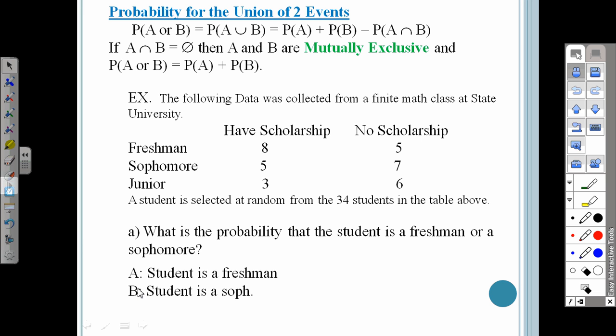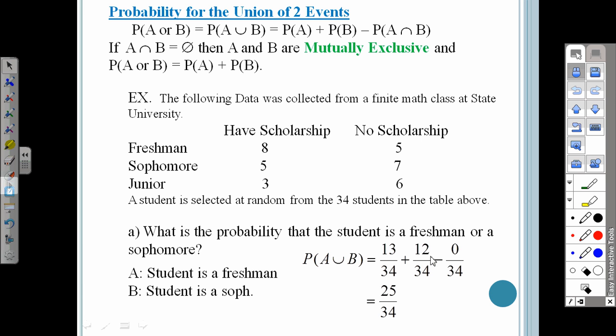First of all, think of the event A as being the student is a freshman, and the event B is that the student is a sophomore. If we plug that into our formula for the probability of A or B, we take the probability that the person is a freshman. We look and see there are a total of 13 freshmen, so 13 out of 34 is that probability. Then we need the probability that the student is a sophomore. We look at the sophomore row here, and there's a total of 12 sophomores, so 12 out of 34.